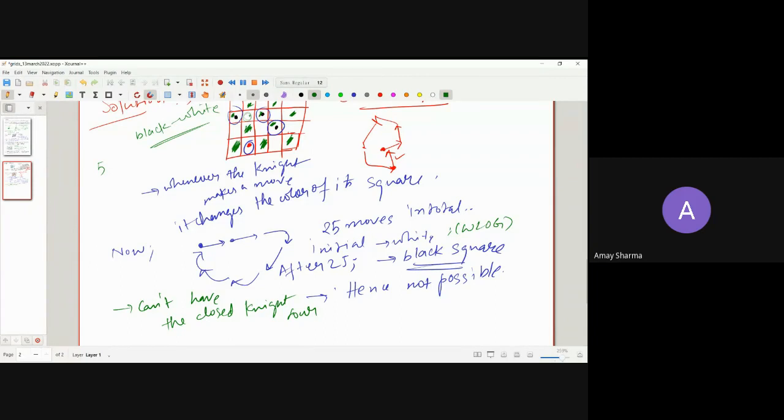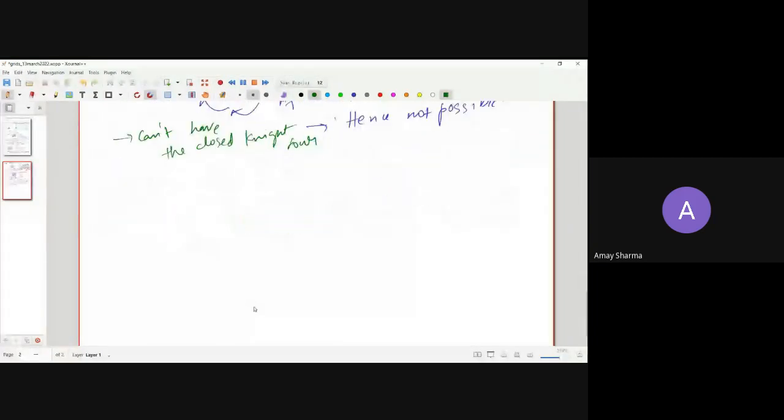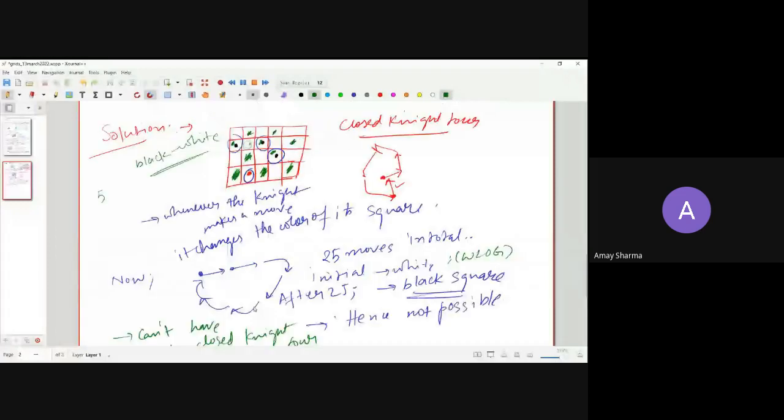Okay. I was asking that after 25 moves, I think it should land on a white square. Then we can say, right, that after it has landed on a white square after 25 moves, now it cannot move to its initial position as it changes its color every time.